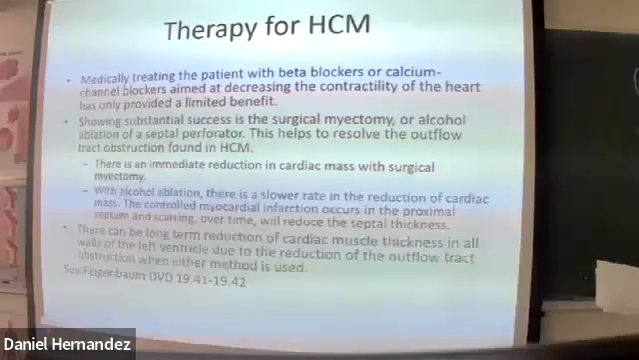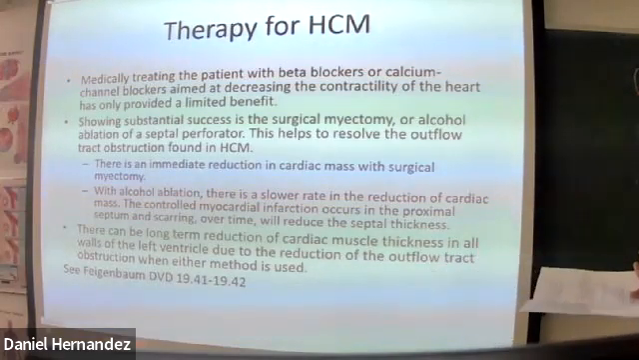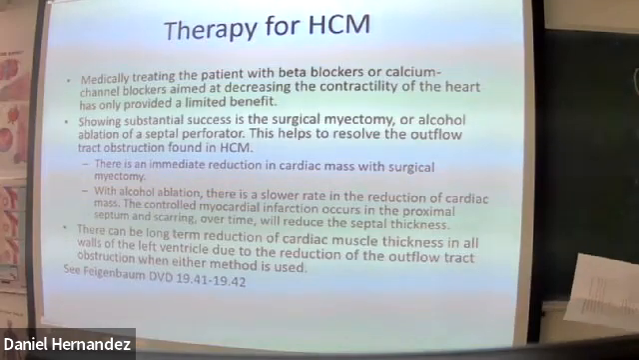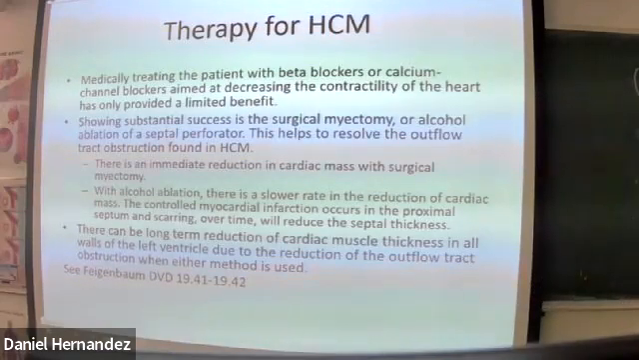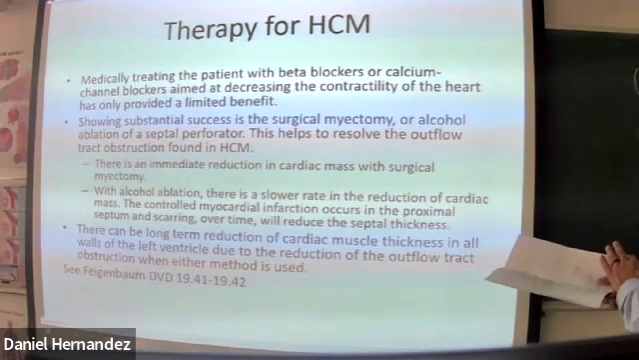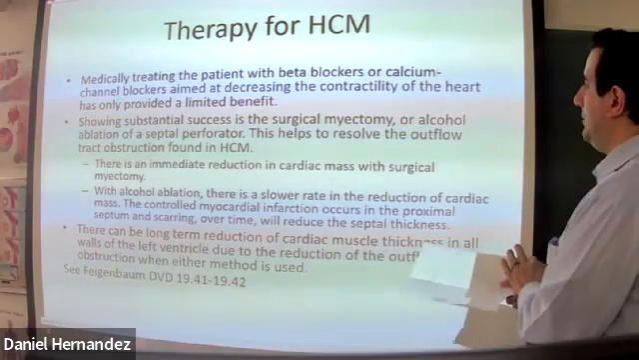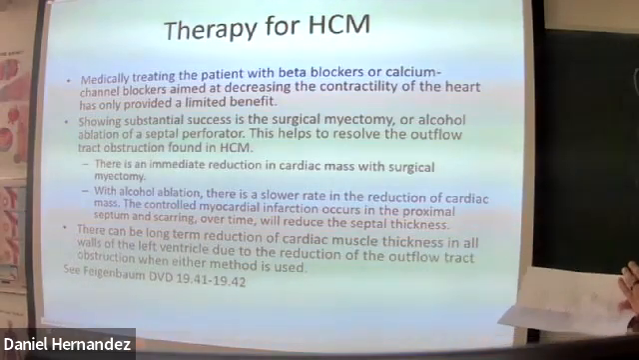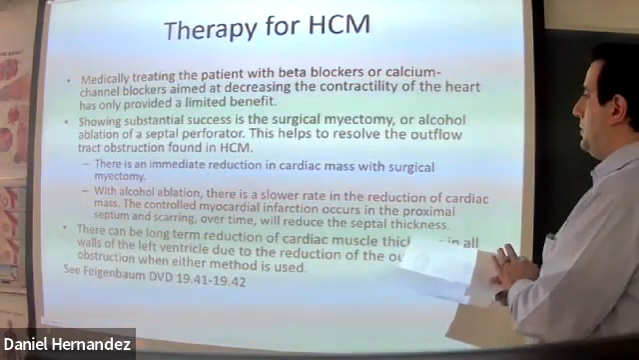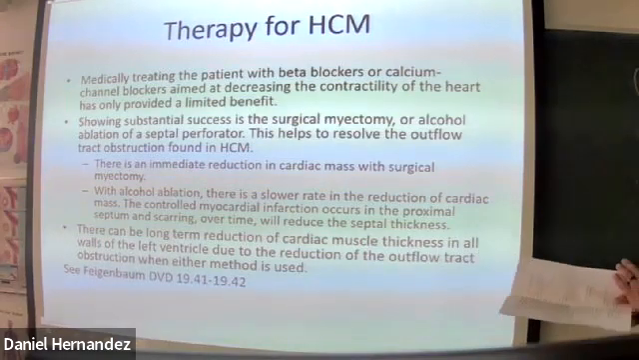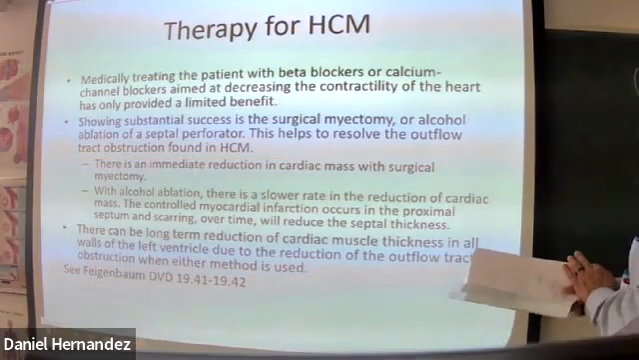So another procedure that we can potentially do is something called a myomectomy. So we can actually go in and resect some of that myocardial layer to try and thin it out. This shows substantial success. Or we can also do a procedure called alcohol ablation. So we can ablate segments of that myocardium. This is good in patients that have outflow obstruction. So we can ablate just that single portion of that thickened septum and remove that outflow tract obstruction.